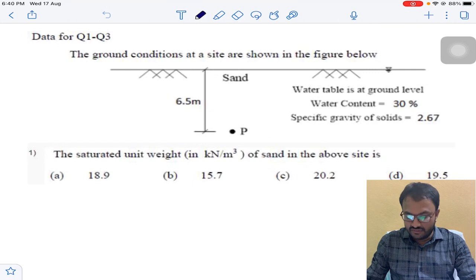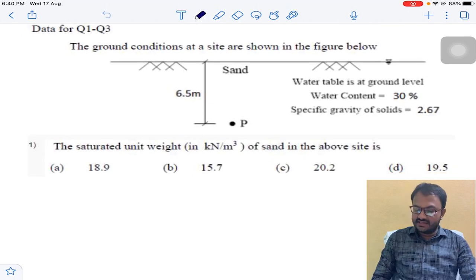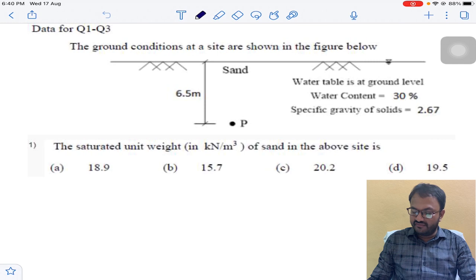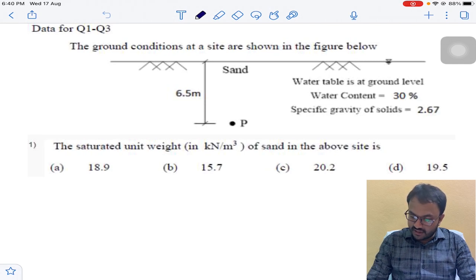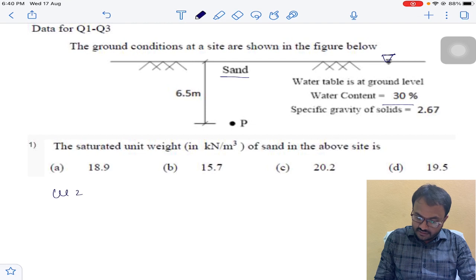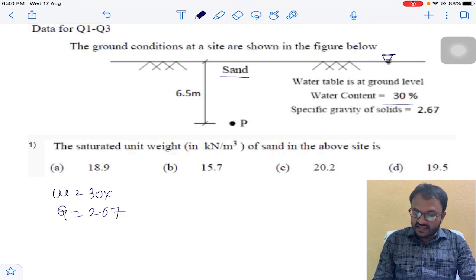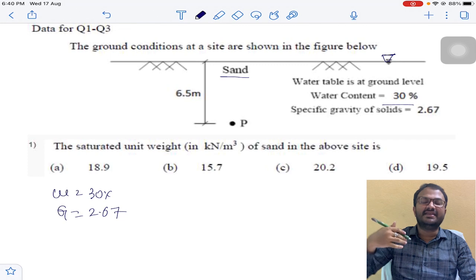So now the ground conditions at a site are shown in figure. The water table is at ground level. So that is, he has given water table is at ground level and the sand. Here the soil is a sand. Water content W is equal to 30% and specific gravity of solids is equal to 2.67. So there is a point P at a depth of 6.5 meters. So the first question is saturated unit weight of sand above the site is.